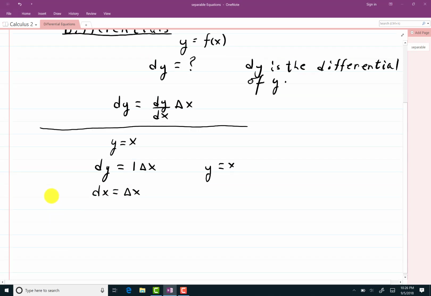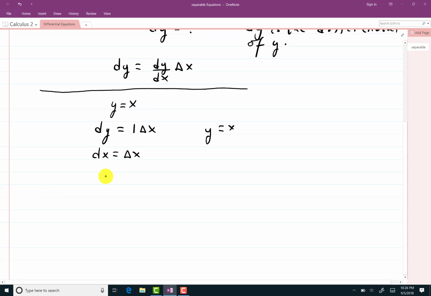So really, a fun way of putting this is the following. dy can be defined as dy over dx times dx. So it looks like the dx's are canceling each other, but really there's a lot going on here. What this allows you to do is something we call separating variables. Let me start with an example real quick to show you how it works.